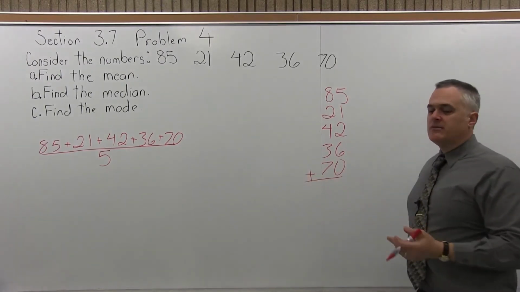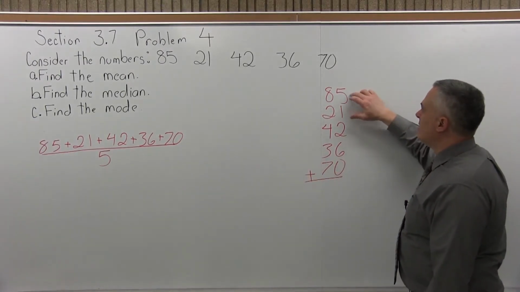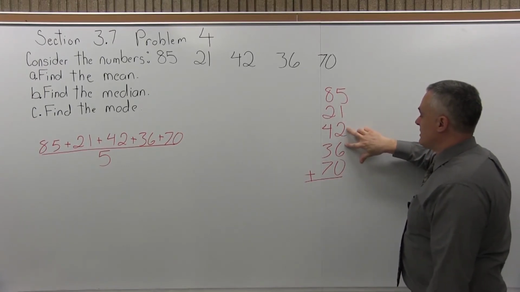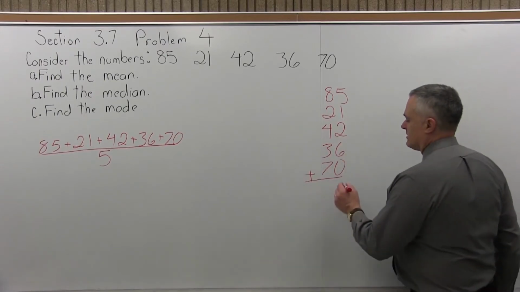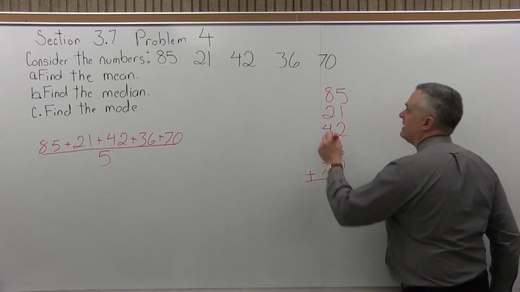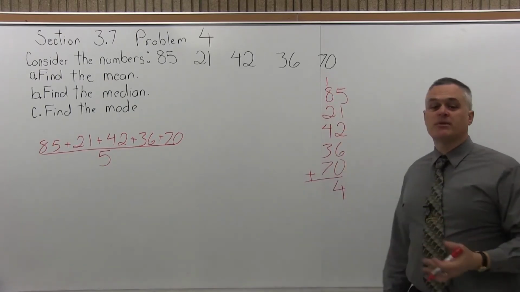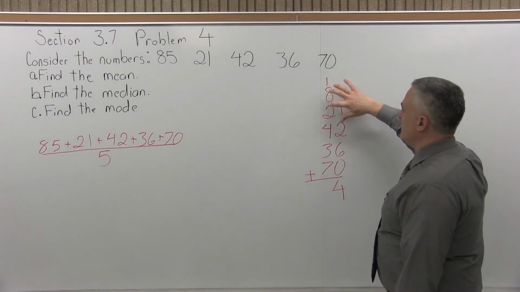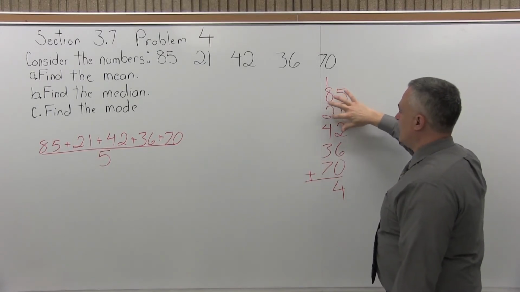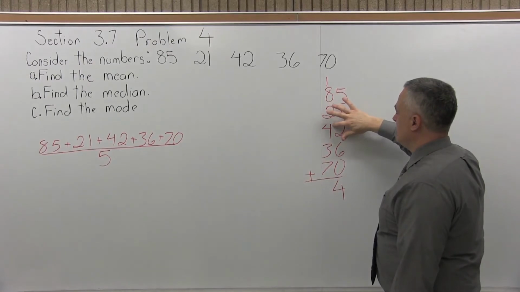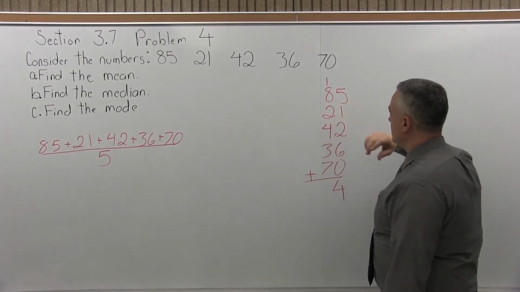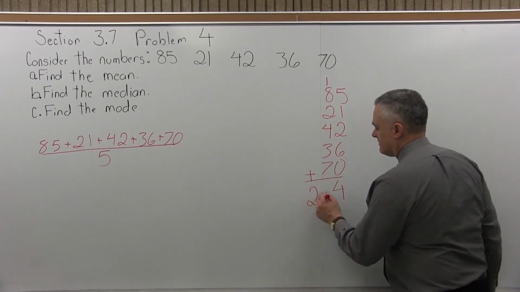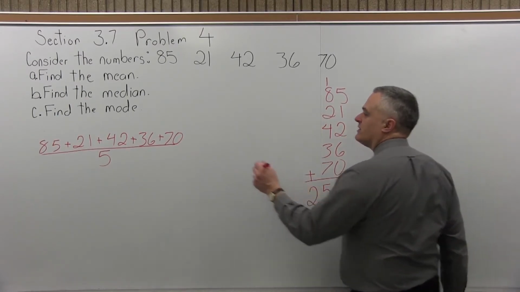So I have them all written down. Be careful, take your time. 5 plus 1 is 6, 6 plus 2 is 8, 8 plus 6 is 14, 14 plus 0 is 14. So 14, I'll write the 4 from the 14, take the 1 from the 14, carry it to the top of the next column, and add that column of digits. 1 plus 8 is 9, 9 plus 2 is 11, 11 plus 4 is 15, 15 plus 3 is 18, 18 plus 7 is 25. So I have a total of 254.